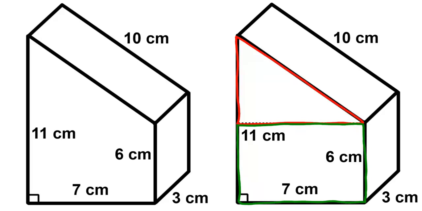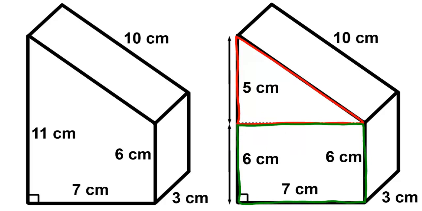To find the height of the triangular prism, we'll take the distance from the top to the bottom of the triangle, and if we know the distance for the entire shape is 11 centimeters, then obviously 6 centimeters would be the height of the left-hand side of the rectangular prism, and 11 minus 6 would be 5 centimeters, which would be the height of the new triangular prism. This is also a 90-degree angle.